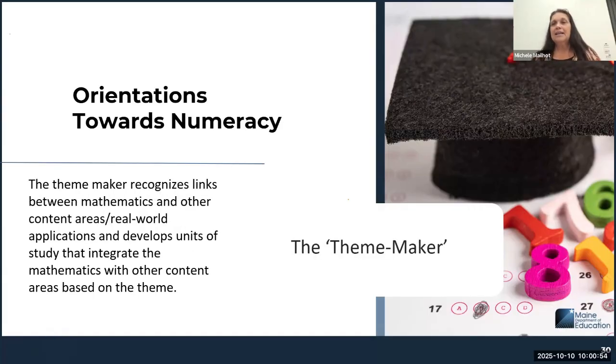The theme maker recognizes links between mathematics and other content areas, real world applications, and they develop units of study that integrate mathematics with other content areas based on a theme. So we might be doing a financial literacy project where the students have to go get a job and they have to figure out their monthly expenses, how much money they have to make to afford their apartment, their card, things like that. So that would fall kind of underneath the theme maker possibly. And we might be doing this in social studies class or something else, okay?